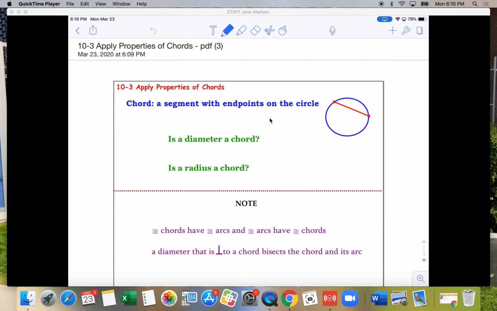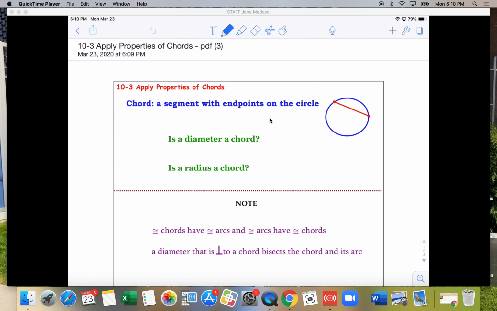All right, we're moving on to 10.3. We're going to apply properties of chords. So again, in section 10.1, we had a bunch of words that we defined. Today, we're going to use some of those words within the problems.